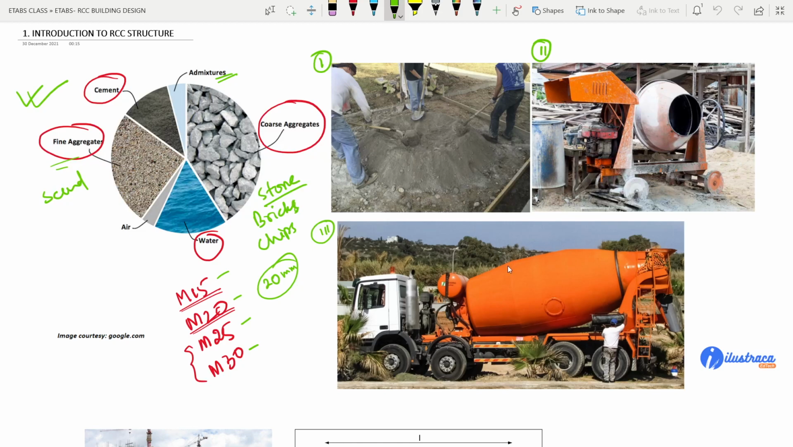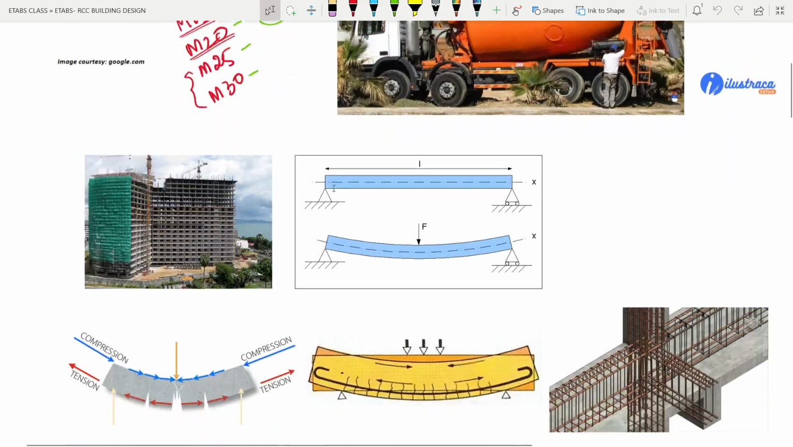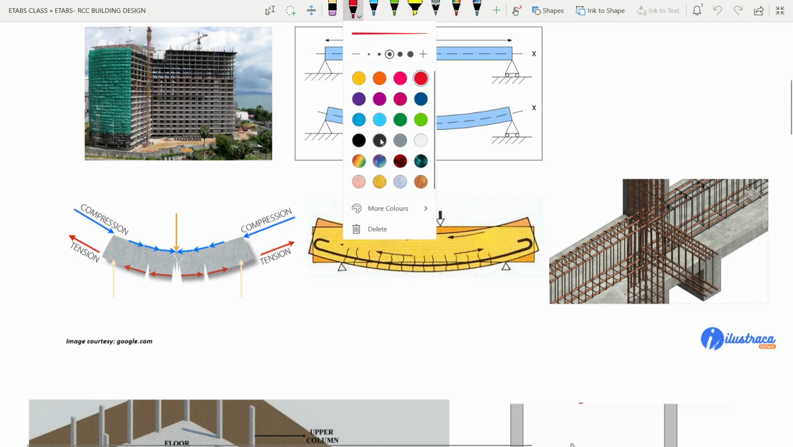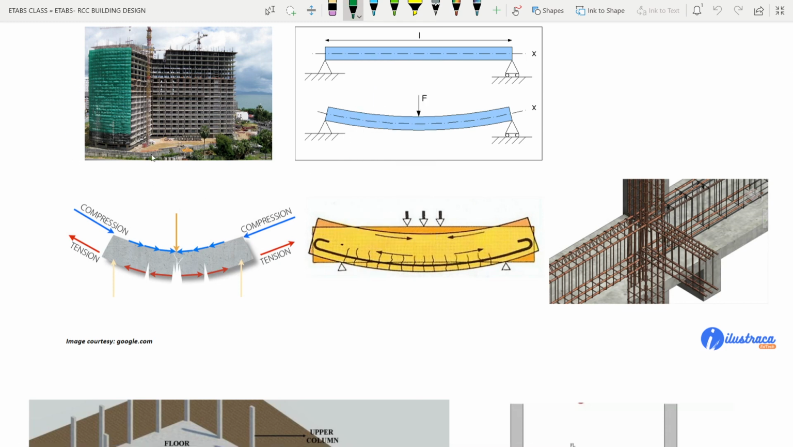Okay, now let us understand the important thing, that when we see a concrete structure, so when we see a concrete structure, this is the example of a concrete structure.